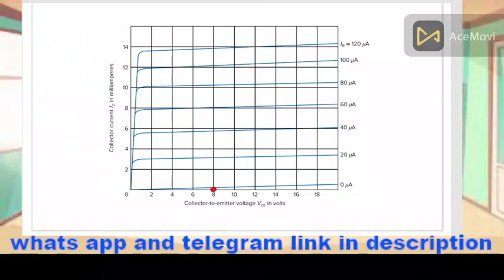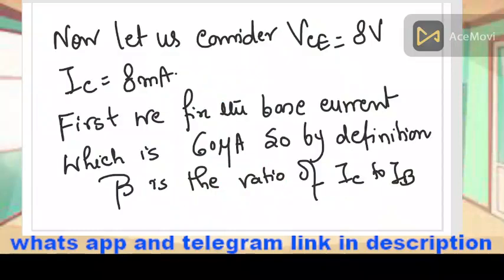We have chosen this value of VCE, that is 8 volt. Corresponding to this value of collector emitter voltage, the collector current is 8 milliamperes and the base current is 60 microamperes. So this is the information you obtain from the circuit, from the experimental arrangement.